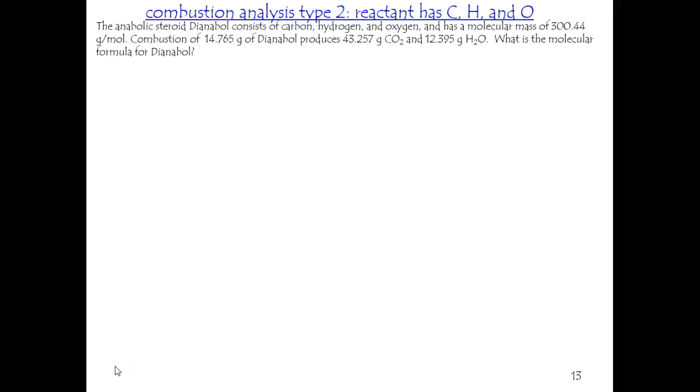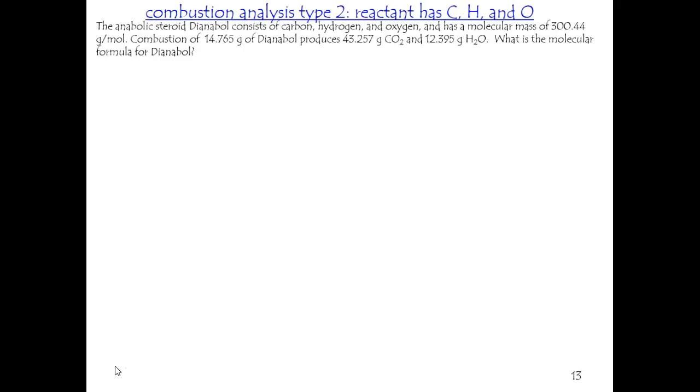AP Chemistry, Screencast 2.9, Combustion Analysis. This is something you probably didn't do in first-year chemistry, but it's a classic way of identifying an unknown substance. You burn it, and then use the masses of the products that you formed to figure out the empirical formula by a back calculation of what you must have started with.